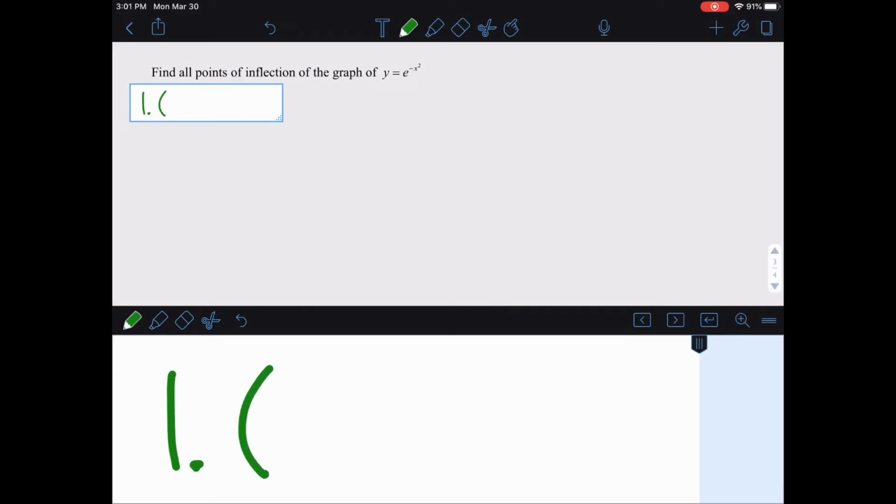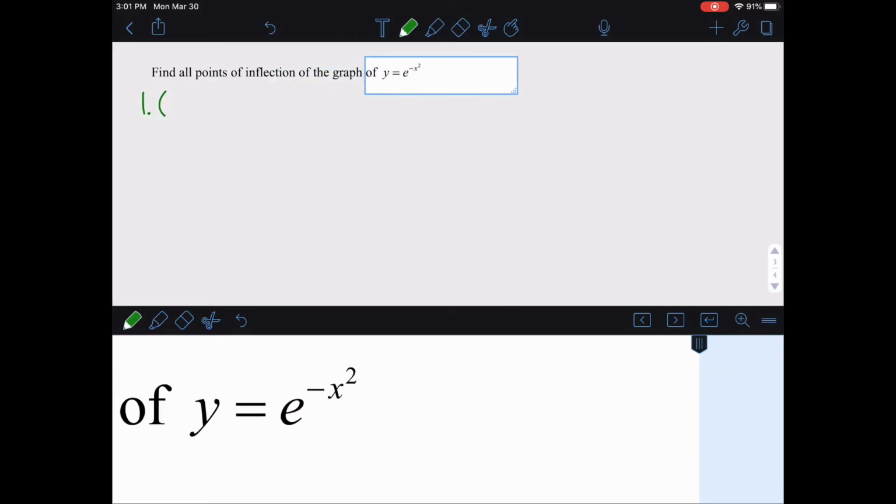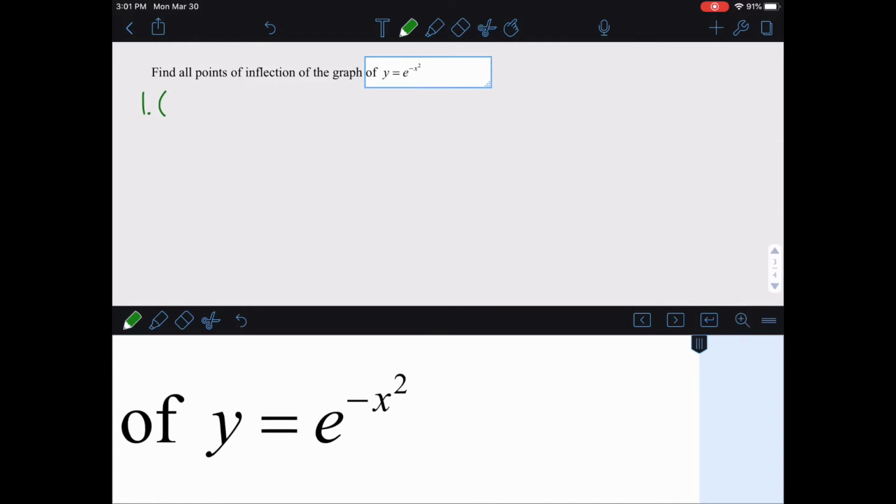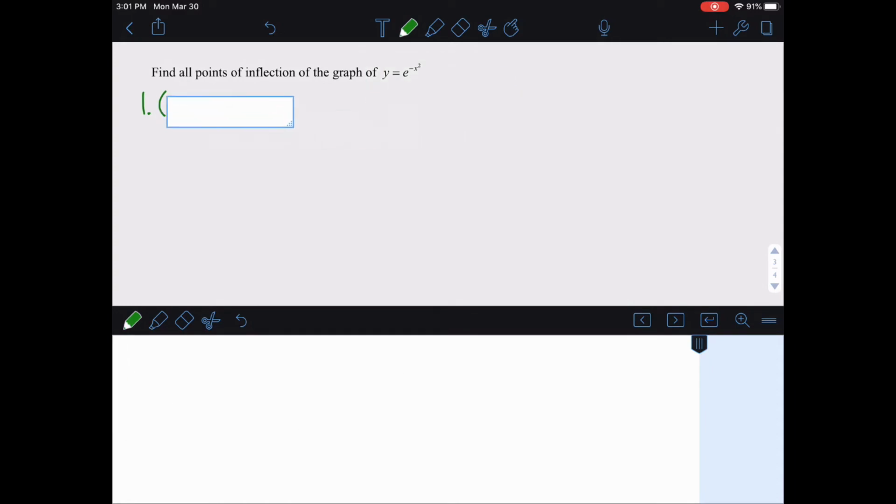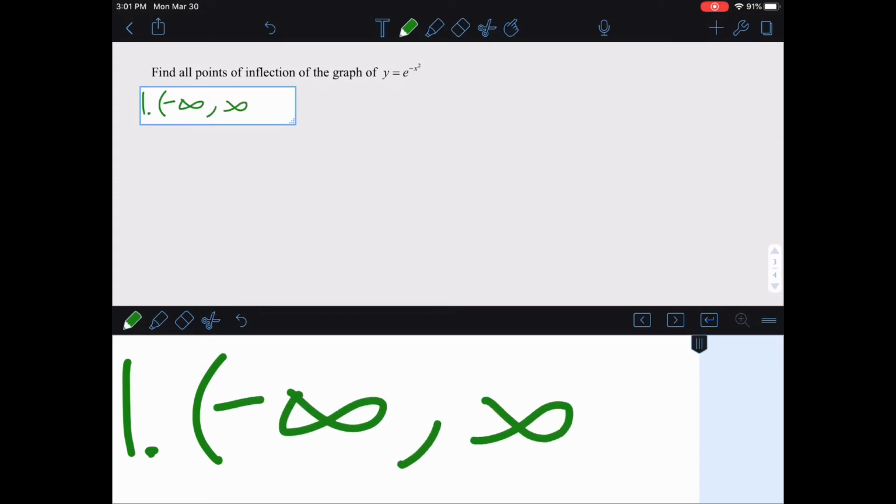So step one, we need to figure out the domain. Now, lucky for us, for an exponential function, the domain is going to be all real numbers, right? X can be anything. You can square it, multiply it by a negative. You can take e to a negative exponent. That's no big deal, right? So we're going to get all real numbers.